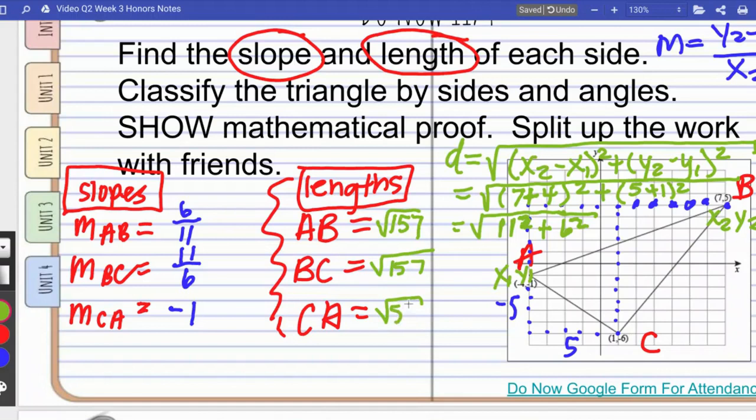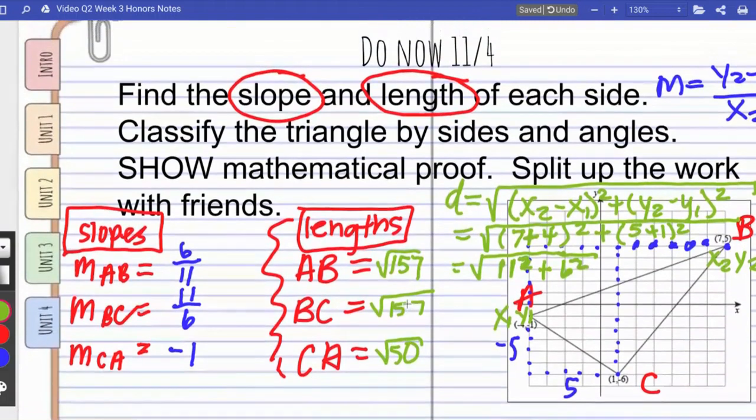But what can I do to the square root of 50? The square root of 50 is actually just the square root of 25 times the square root of 2. Do you guys agree that 25 times 2 is 50? What's the square root of 25? So this actually reduces to 5 square roots of 2.